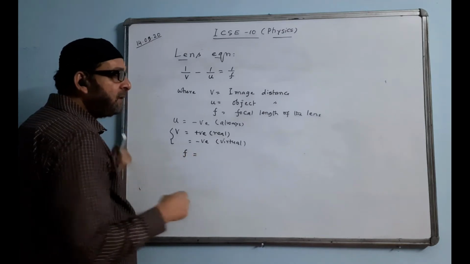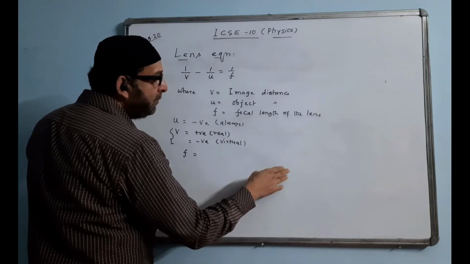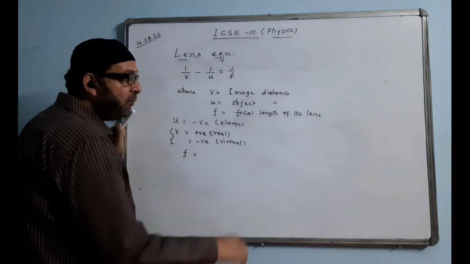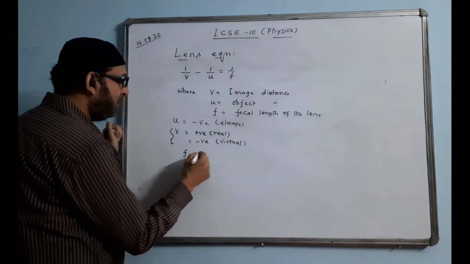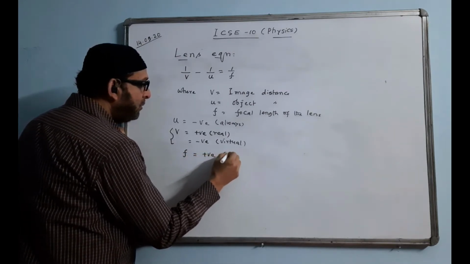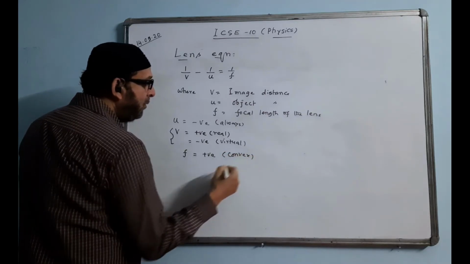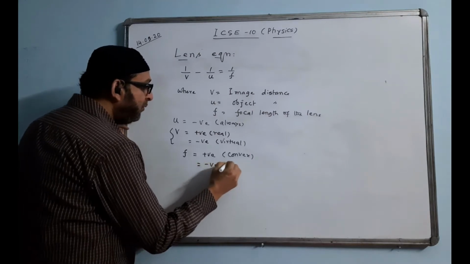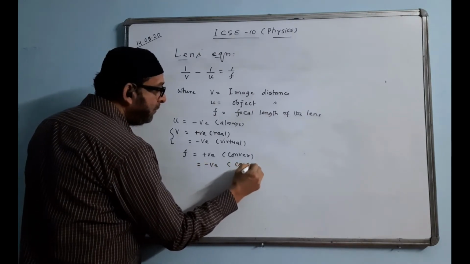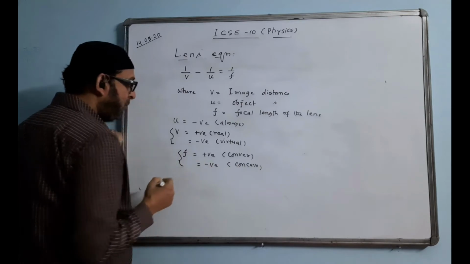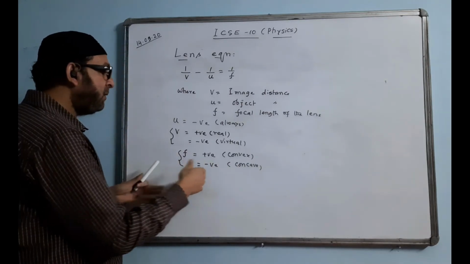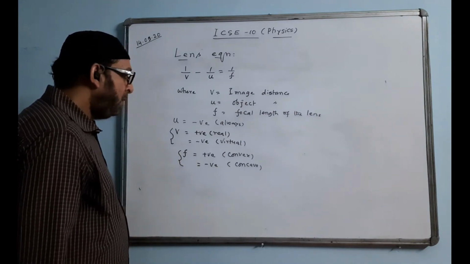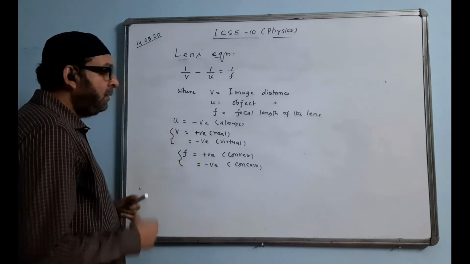Now focal length f. If the lens is convex, where is the principal focus of the convex lens? The principal focus of the convex lens is situated on the right side. That means F2 is on the right side, so it will be positive. f is positive for a convex lens, or for converging action, and the sign of f will be negative for a concave lens, because the principal focus of a concave lens is situated on the left side. So that way we can use the sign conventions.